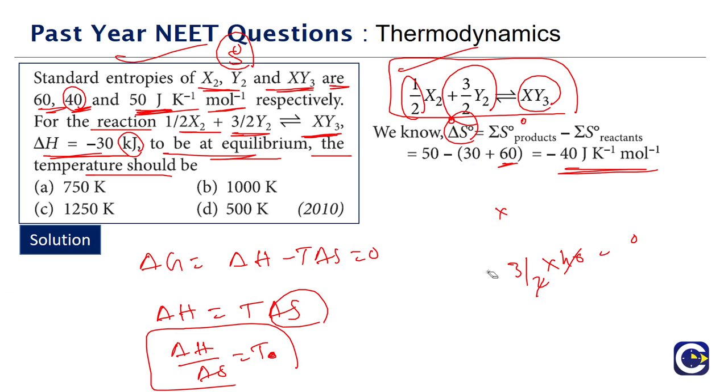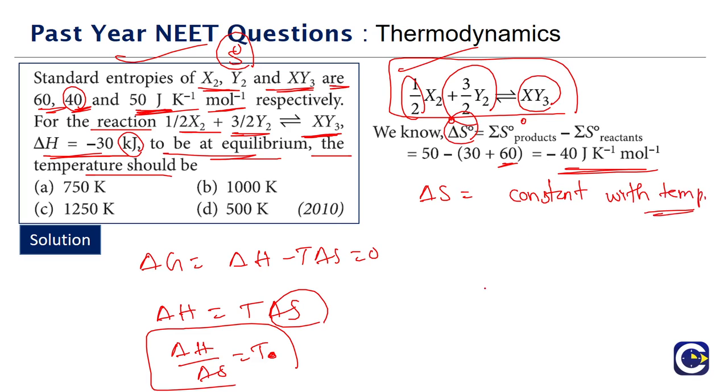This is the standard entropy change. But here we will make a small assumption: that the entropy change remains constant with temperature. Entropy change will also depend upon temperature. Actually, if the standard condition is measured at a different temperature, the value might change. But the assumption we are making is that the delta S value remains constant with temperature. So we got delta S naught as minus 40 joule per Kelvin per mole. We will take it as delta S at any temperature, the same value.